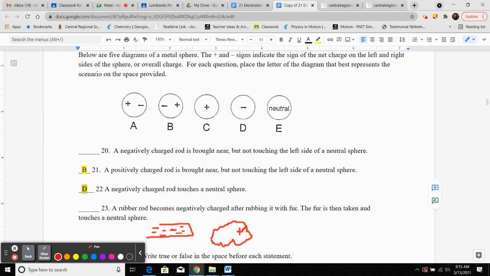So this is going to become overall positive, right? So then they're saying, okay, well now the fur is going to go and make contact, right? It touches the neutral sphere. So that's conduction. And if that's the case, the neutral sphere or the neutral object will take on the same charge as this one. So if the fur makes contact here, then both the fur and the sphere will be positive. So we're looking at letter C for the answer here.